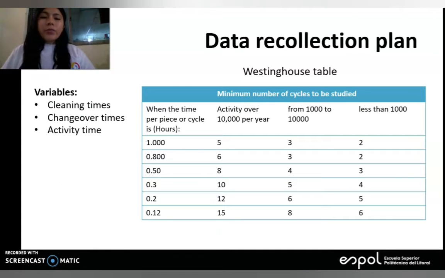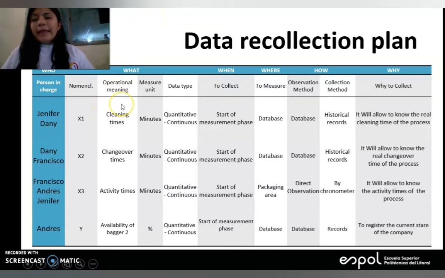For the data collection plan, we use the Westinghouse table to define how many cycles we need to collect data. For example, the cleaning time is 0.5 hours, so we're going to choose between 3 to 8 cycles. Here we also define the variables to measure, for example, cleaning time, changeover time, activity times, and availability of bagger 2. Measure units are minutes and percentage.